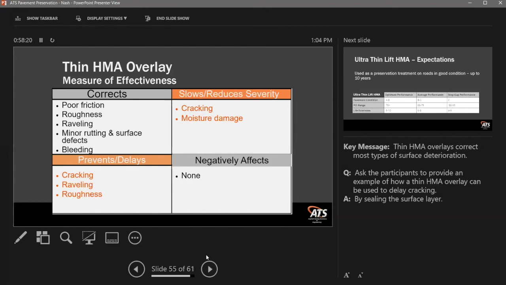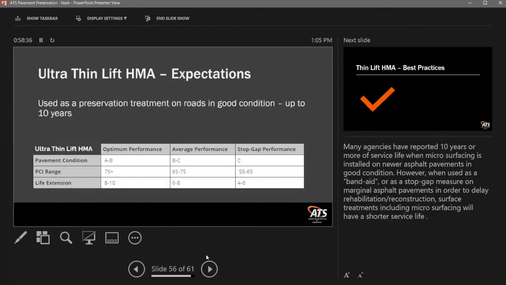Negative effects, I don't really know of any. I mean, it's a hot mix. Ideally, when you think about the thin lift overlays, it's just hot mix, and it's not a lot of it. We do hot mix all the time, so just a little bit of it should be good as well when it's done properly.